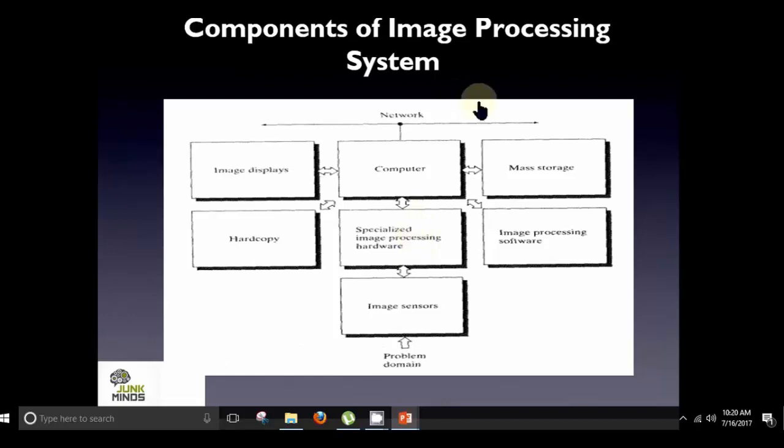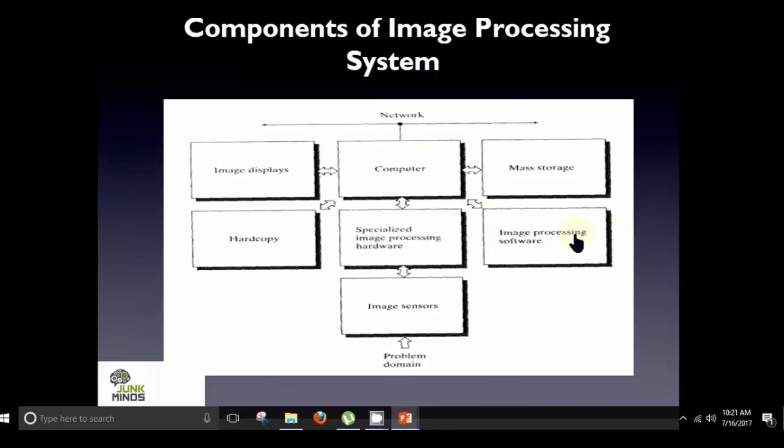The next module that we have is a computer. The computer in an image processing system is a general purpose computer, and it can range from a personal computer to a supercomputer. But in case of dedicated applications, sometimes specially designed computers are used to achieve a required level of performance. The next module that we have is software.